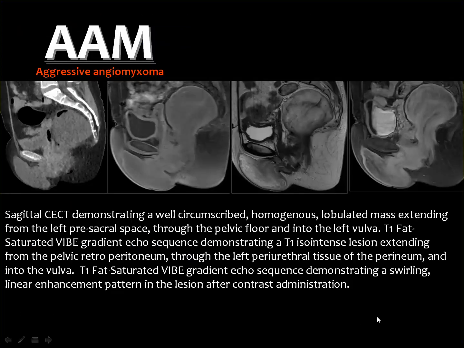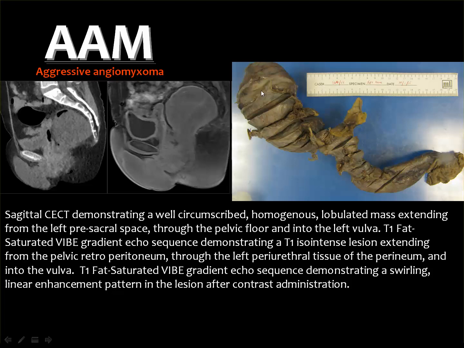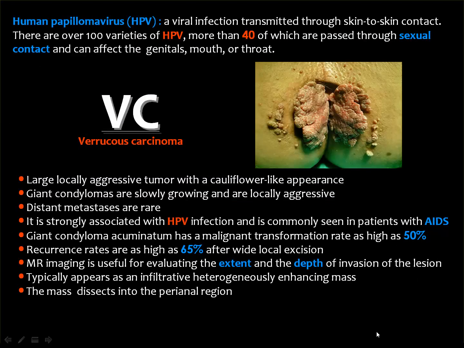And this is also another example of aggressive angiomyxoma. And you go to the CT images where the characteristic appearance will be seen, but on the CT images you cannot appreciate the type of the tumor, and also in other images, and this is the gross picture of the tumor.